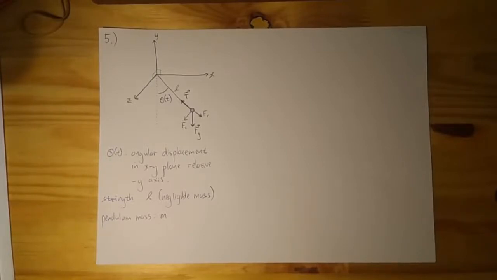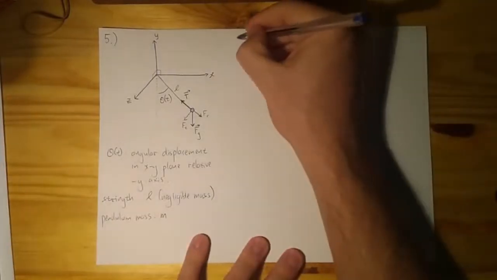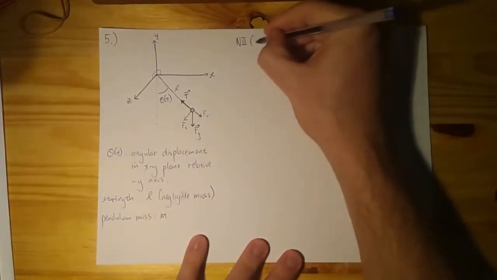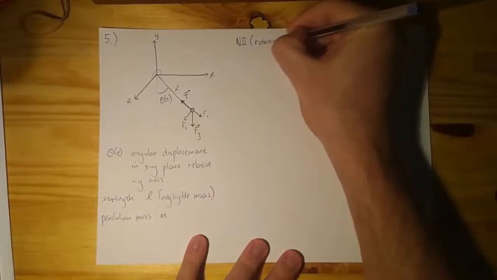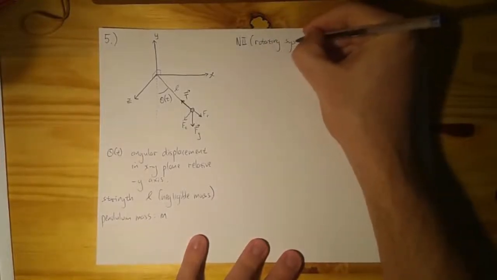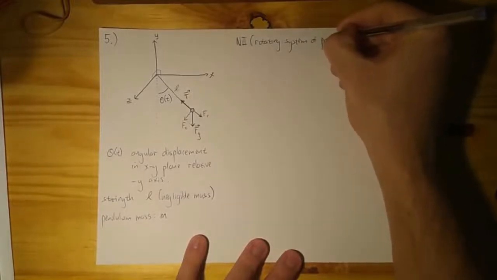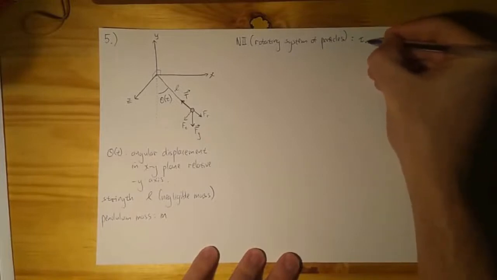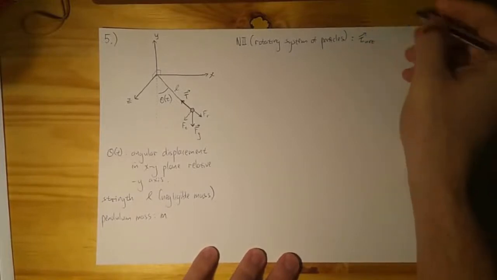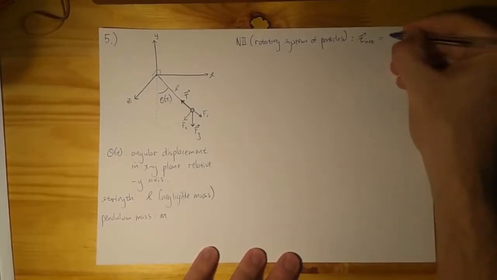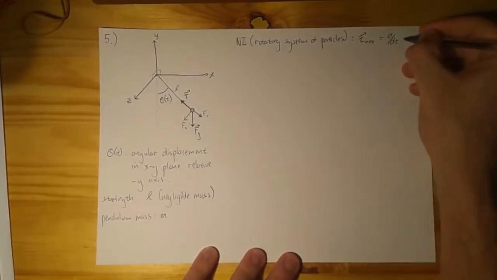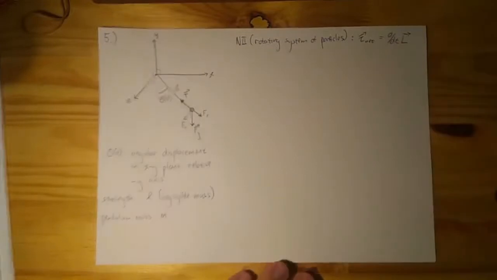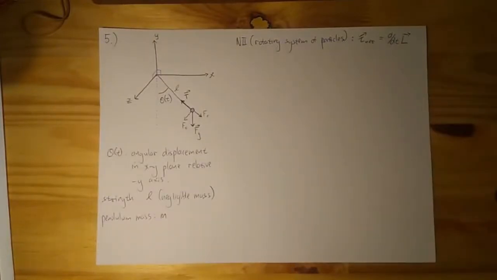All right, now what we're going to use here is also Newton's second law, but just in a different form. We're going to use Newton's second law for a rotating system of particles. Which states what? It states that the net torque of the particles is equal to the time rate of change of the angular momentum. All right, so this is how you can derive this form of Newton's second law as well. Good.